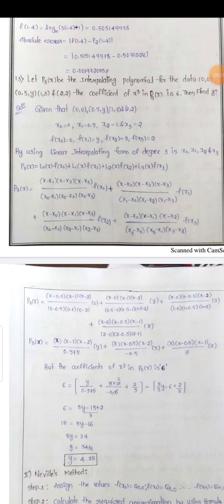Formula: P3 of x is equal to x minus x1 into x minus x2 into x minus x3 by x0 minus x1 into x0 minus x2 into x0 minus x3 f of x0 plus x minus x0 into x minus x2 into x minus x3 by x1 minus x0 into x1 minus x2 into x1 minus x3 f of x1 plus x minus x0 into x minus x1 into x minus x3 by x2 minus x0 into x2 minus x1 into x2 minus x3 f of x2 plus x minus x0 into x minus x1 into x minus x2 by x3 minus x0 into x3 minus x1 into x3 minus x2 f of x3.